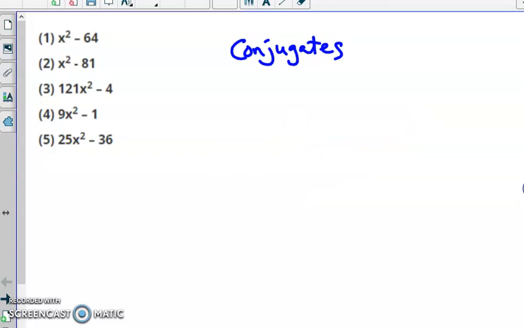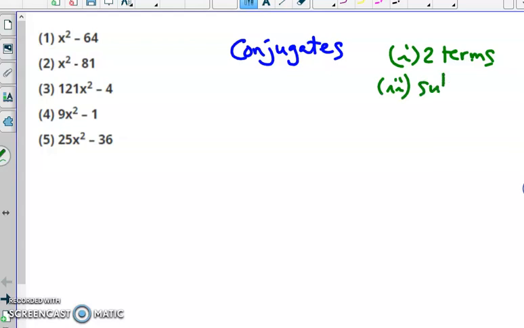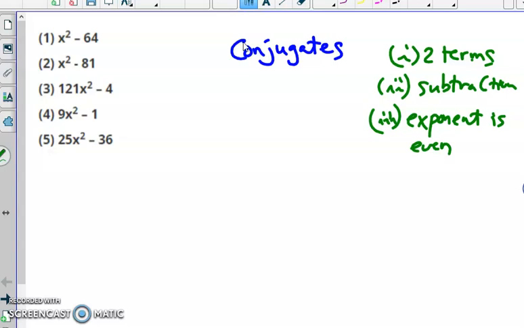a few things as a way of identifying. First of all, there are always two terms. Always have two terms. There are always subtraction. The exponent on the variable, and again, you can always have more than one exponent, but the exponent has to be even.